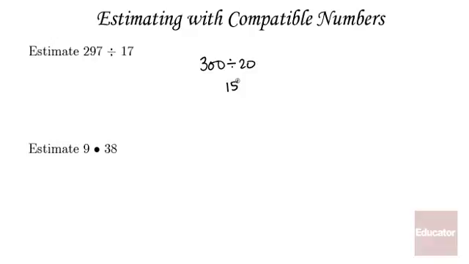Estimate 9 times 38. Well, 9 is very close to 10, and 38 is close to 40. And 1 times 4 is 4, with 2 zeros tacked on at the end, 400. In this case, you could also estimate 38 is close to 40 and just with 9, because multiplying by the single digit would also be easy. And 9 times 4 is 36 with the 0 tacked on to the end.